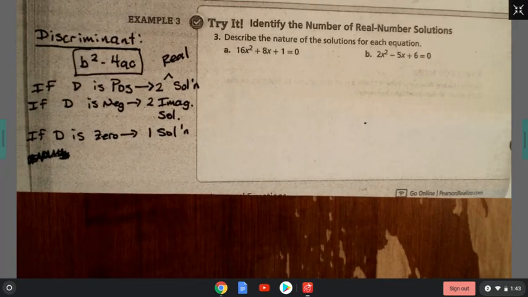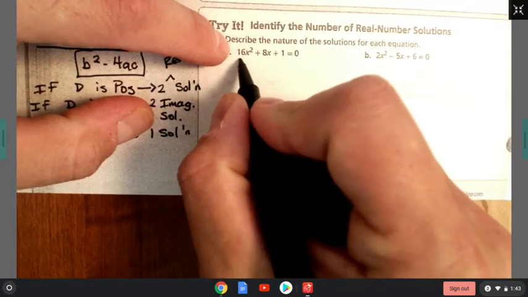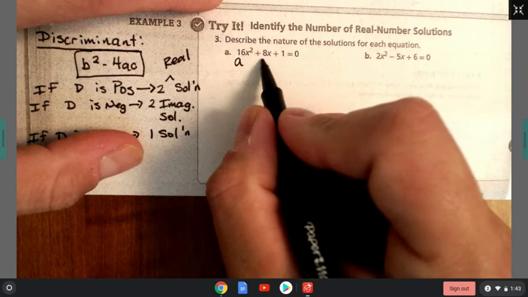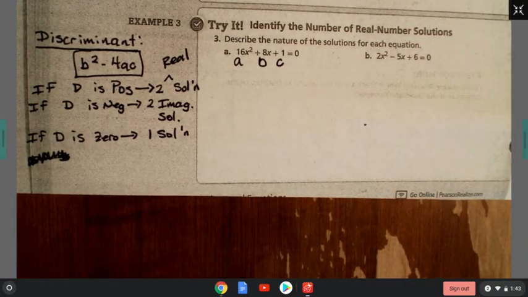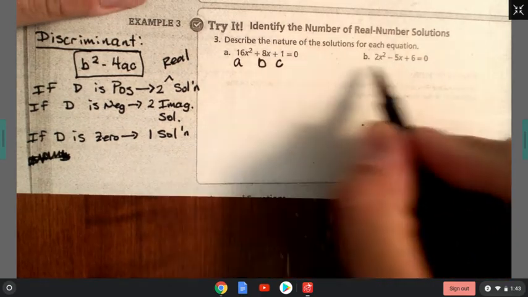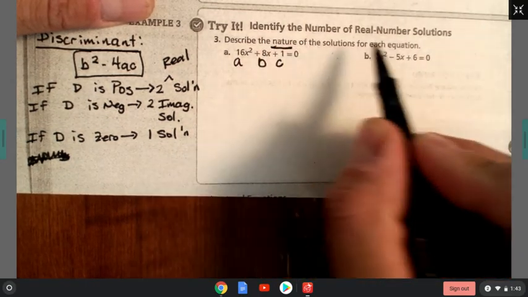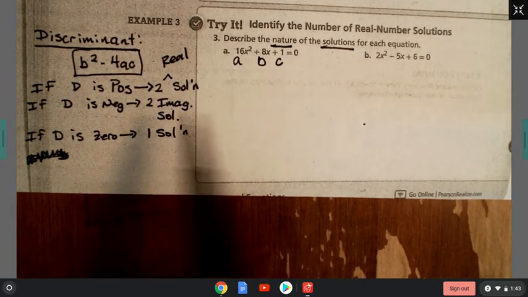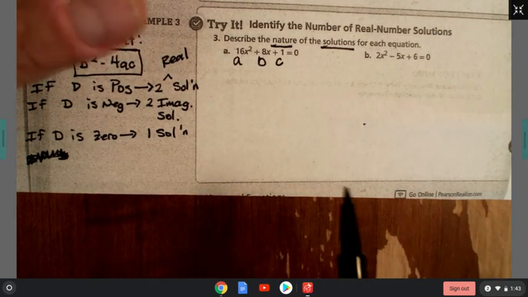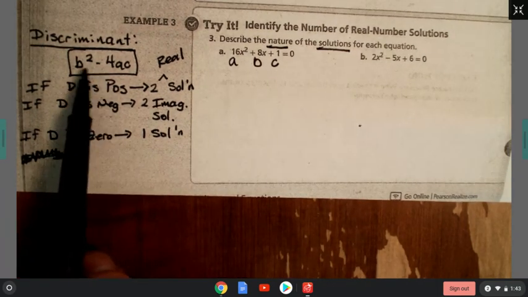All right. So for example 3, all we want to do is find the discriminant and state how many solutions it will have. So we're going to do the same thing we did before. We're going to pick out a, b, and c. So a is always in front of x squared, b is always in front of x, c is always by itself. But now I don't need to do the whole formula because it just wants to know the nature, meaning the types of solutions. So it wants to know, are they real or imaginary when we solve it? And how many of them will there be?